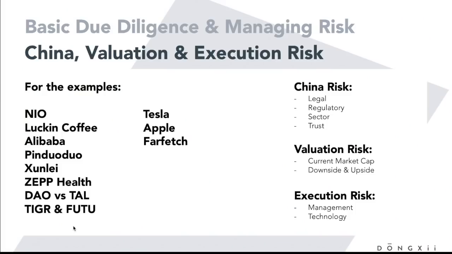So in this video, I want to take it further and make it actually quite hands-on here. I want to give you a little framework about making basic due diligence and managing risk, and talk about three main factors. So here the China risk, valuation risk and execution risk, and talk through some concrete examples from the Chinese stock side like NIO, Luckin Coffee, Alibaba, Pinduoduo, Xunlei, ZEPP, the educational stocks YouDao versus TAL, as well as TIGR and FUTU, but also some Western names just like Tesla, Apple and Farfetch.